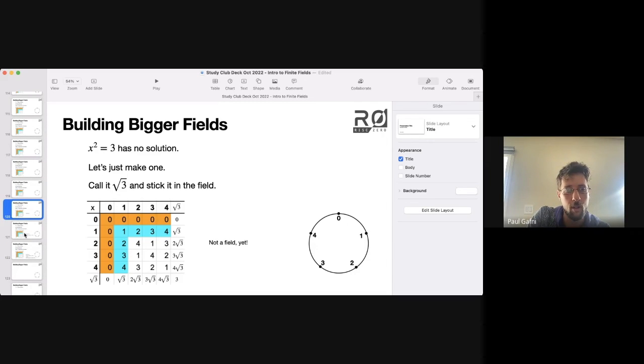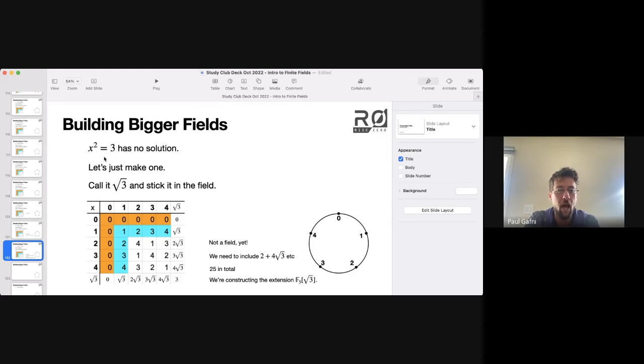So coming back to this idea of building bigger fields or building extension fields, if I encounter an equation that doesn't have a solution, I can just try to throw it in. But if I want to throw in one element, I need to also deal with the consequences of that choice and throw in all the associated elements that appear. Technically, I need to take the closure under addition and multiplication. And it turns out that I'm going to end up with 25 elements here.